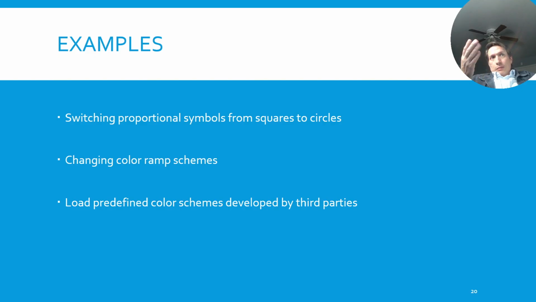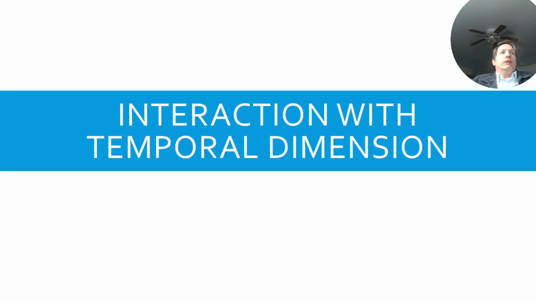Then, as mentioned, instead of circles we can use different colors. We can have a heat map that goes from green to red, depending on the story that we want to tell. Or we can have different color schemas.